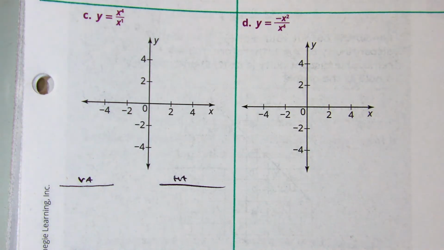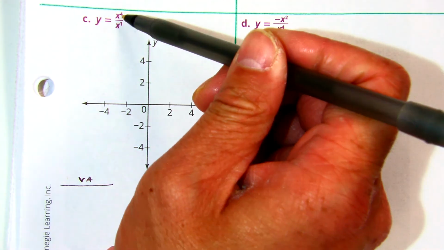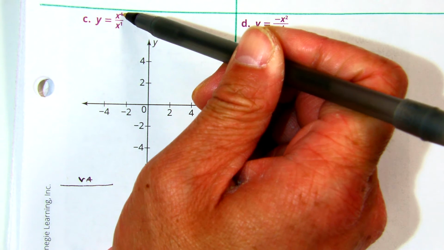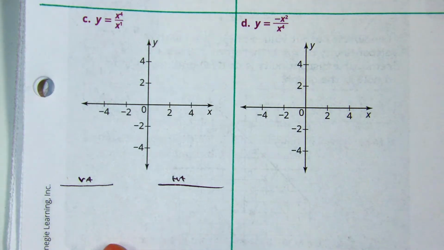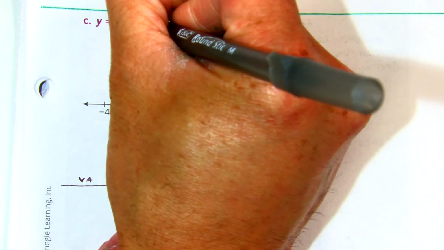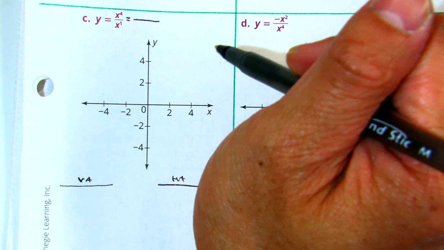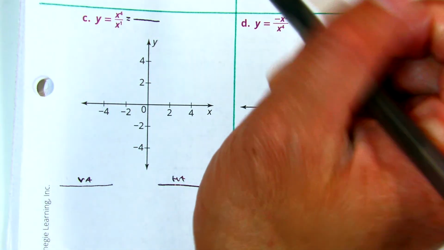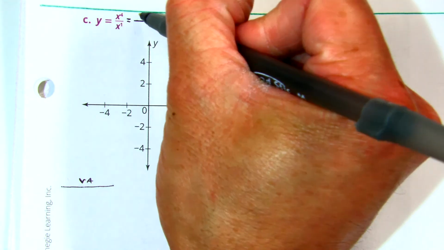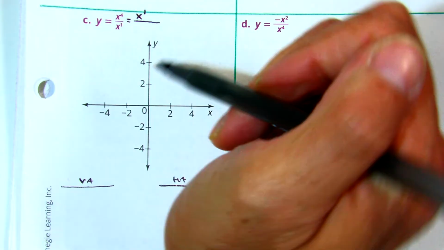Alright, let's go over this. Ashley, do you need to factor the numerator? What did you factor? What can you factor out? Yeah, x to the first. Okay, Ashley, if you factor out an x to the first, what are you left with?